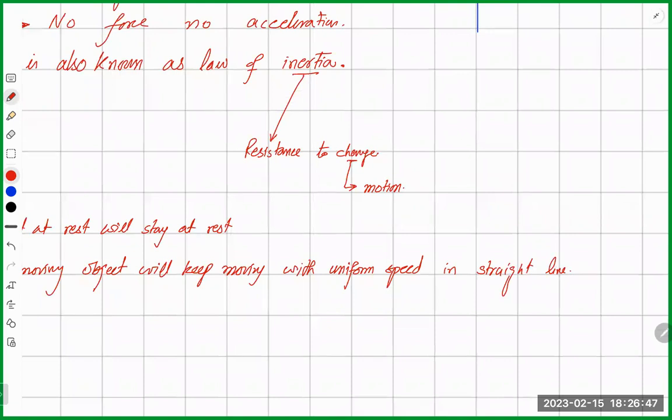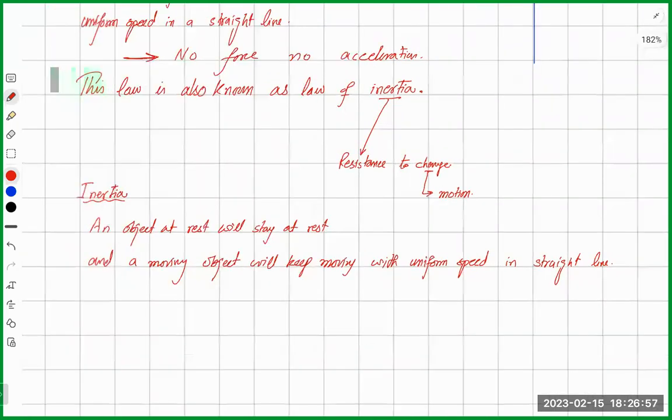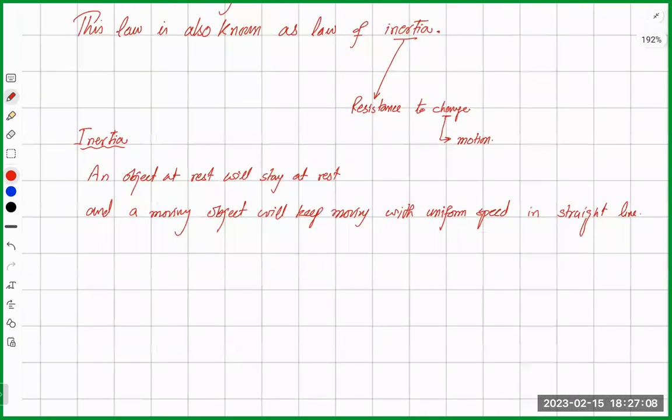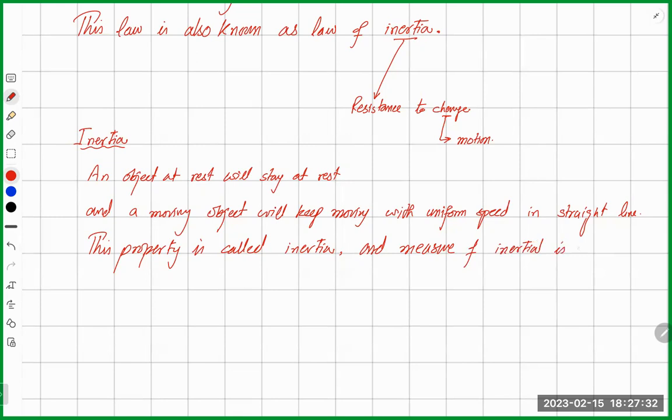Now, some of you might think that it is the same thing as the first law. No, in the first law, Newton said that if there's no force, there will be no change. But here, you are understanding why we need a force to change state, because every mass wants to stay in its original state of motion. This property is called inertia, and the measure of inertia is called mass.